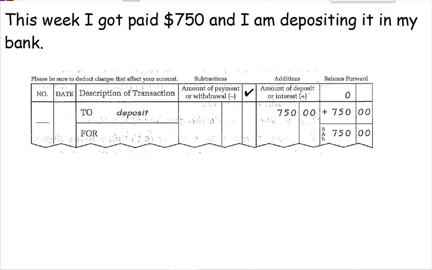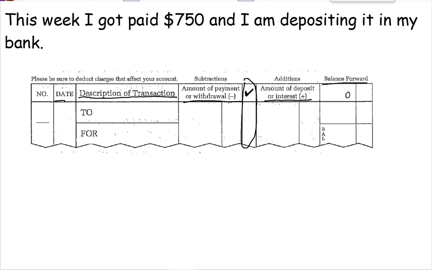So right now, this week I got paid $750, and I'm going to deposit it in my bank account. So I would write down that it is a deposit. I don't have a check number, so I write deposit. I'm not withdrawing anything, so I'm not going to put anything in that category.